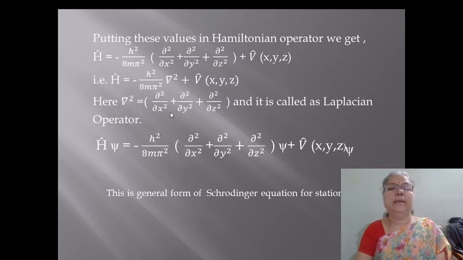It is written here, del square is equal to ∂²/∂x² + ∂²/∂y² + ∂²/∂z², and this is called the Laplacian operator. Then putting this value in the total energy, we get this equation.